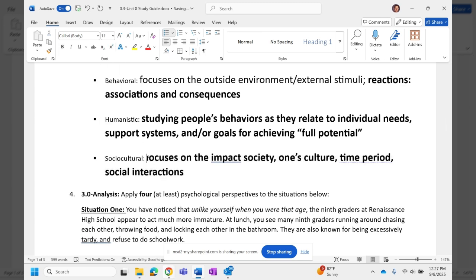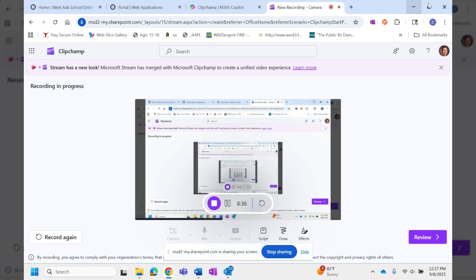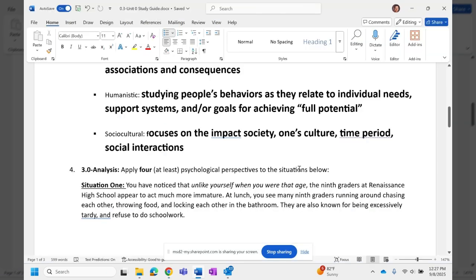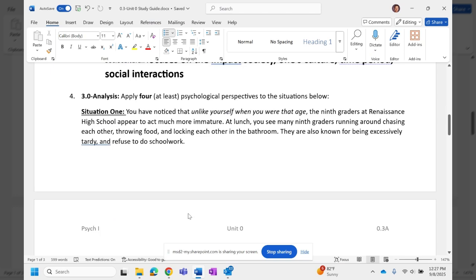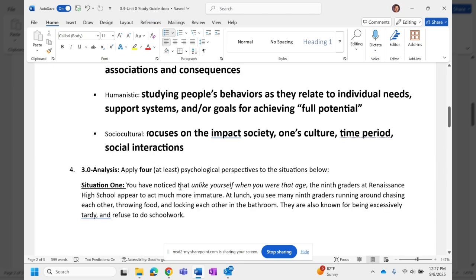So that's that. Let me check time once again. I might have to do a two-parter. This gets kind of complicated. All right. I haven't looked at this in a while.